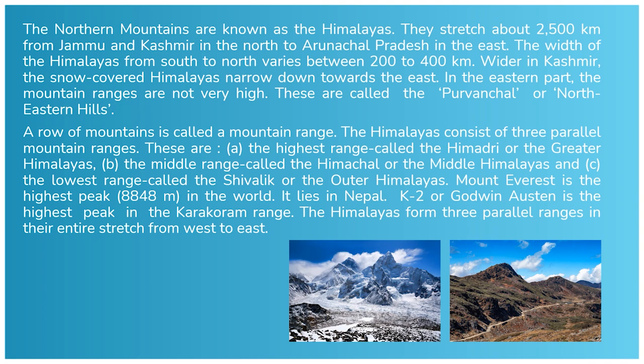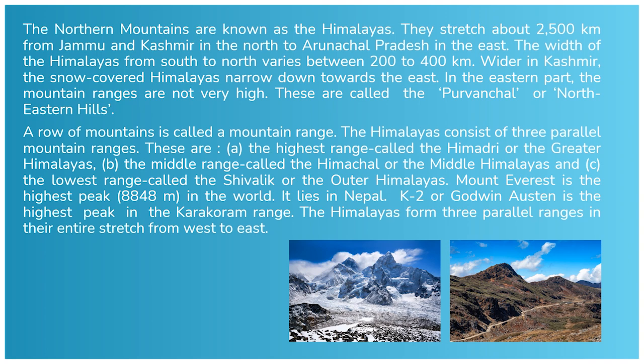In the eastern part, the mountain ranges are not very high. These are called the Purvanchal or northeastern hills. A row of mountains is called a mountain range. The Himalayas consist of three parallel mountain ranges.